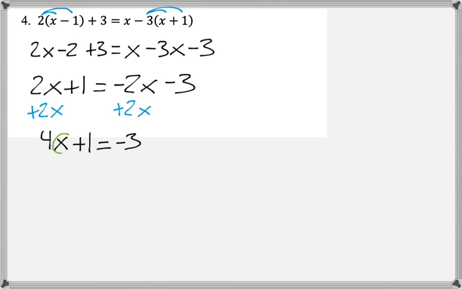And then finally I'm trying to solve for this x. So subtract 1, 4x is equal to negative 4, and then divide both sides by 4, and x is equal to negative 1.